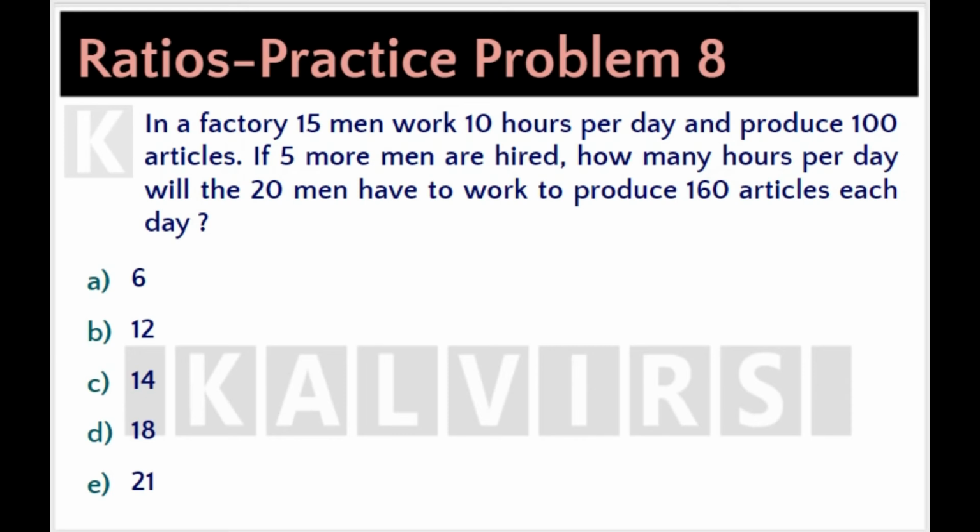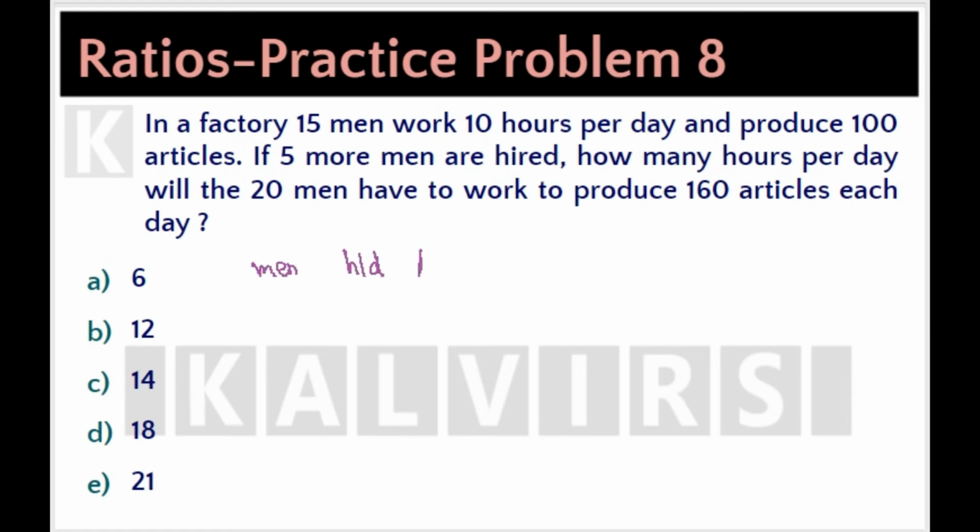In a factory, 15 men work 10 hours per day and produce 100 articles. If 5 more men are hired, how many hours per day will the 20 men have to work to produce 160 articles each day? So first of all, let's organize a chart for the information given in order to find the relation between the variable and the other values.